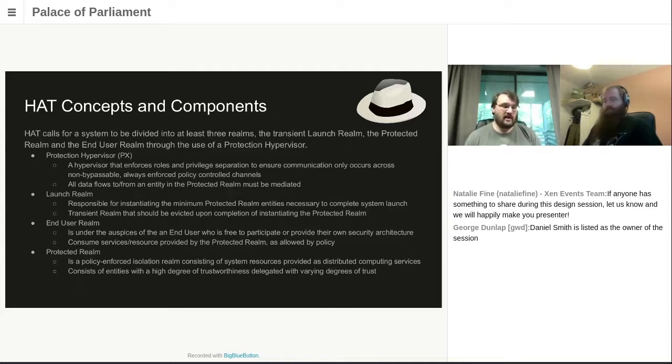The focus of the HAT architecture is more about protecting the platform and itself, which is where you get into the protected realm, where you have the policy enforced isolation of all the resources of the platform. You might think that that realm is meant to be a highly trusted realm, but no, it's highly trusted in the fact that it has strong assurances about what runs inside of it, so that you can actually have entities of different trustworthiness inside being delegated their degrees of trust.